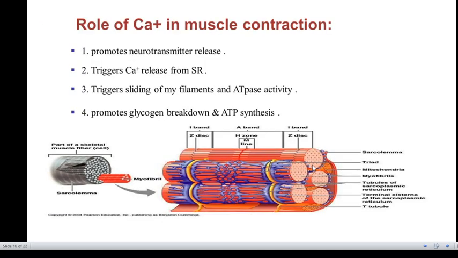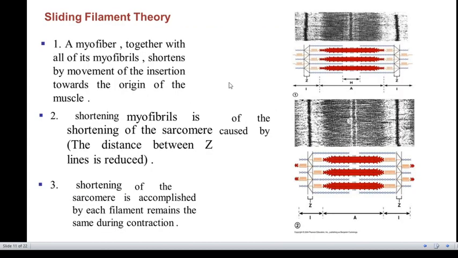Role of calcium in muscle contraction: calcium is released by the neurotransmitter and triggers the calcium release from the smooth sarcoplasmic reticulum. It triggers sliding of myofilaments and ATPase activity, and promotes glycogen breakdown and ATP synthesis. This is the sliding filament theory.